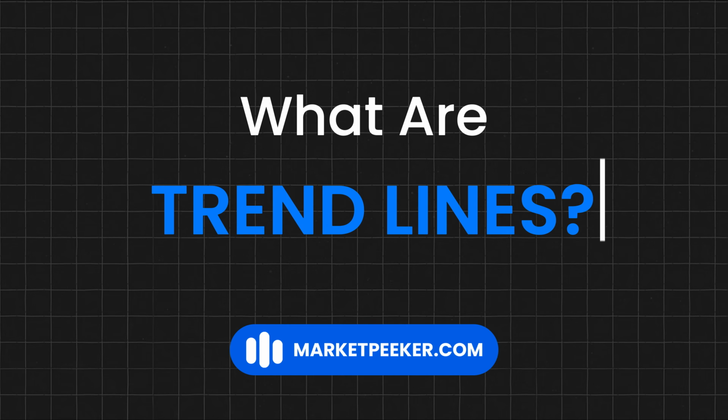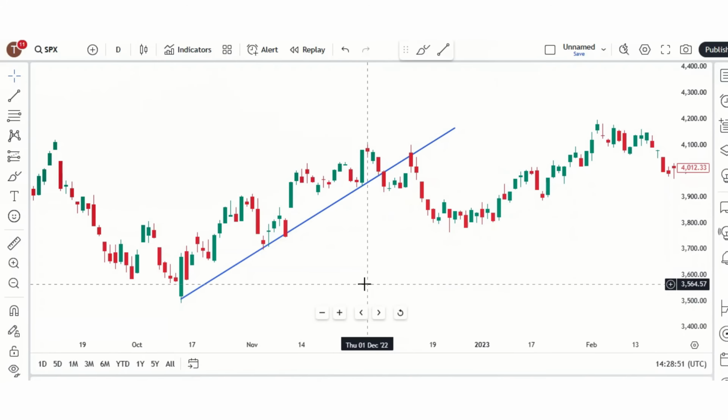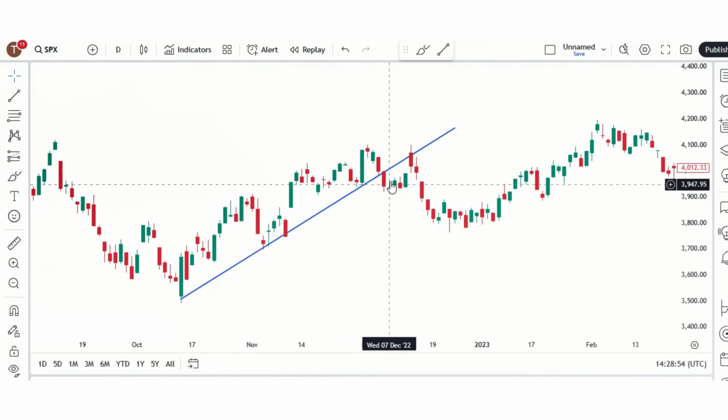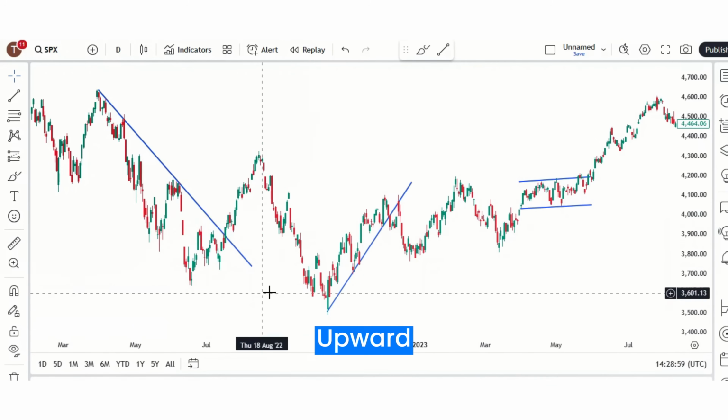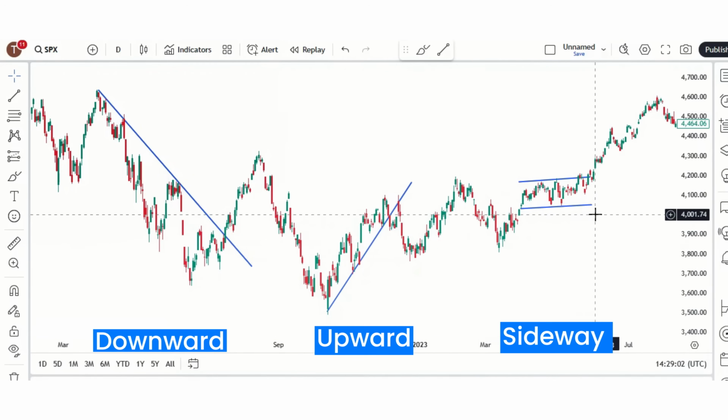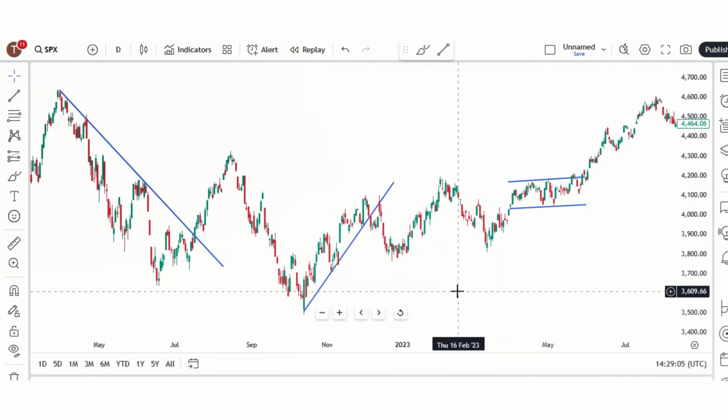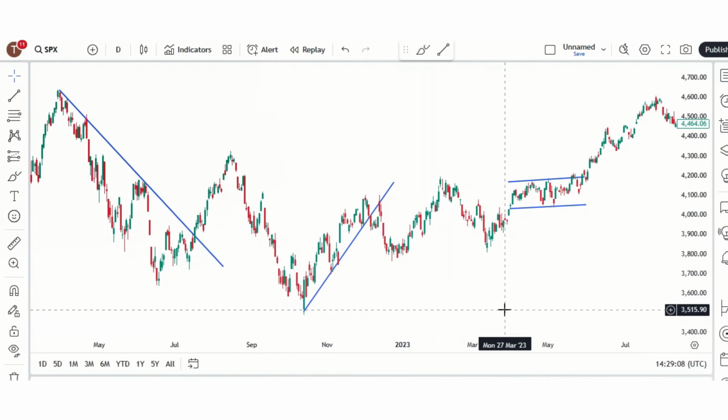What are trend lines? Trend lines are diagonal lines that connect price points, helping you identify upward, downward, or sideways trends. They're simple but incredibly effective for visualizing the market's momentum.